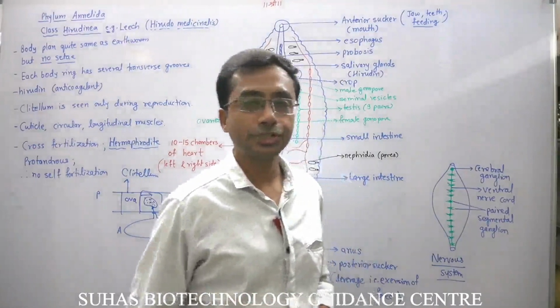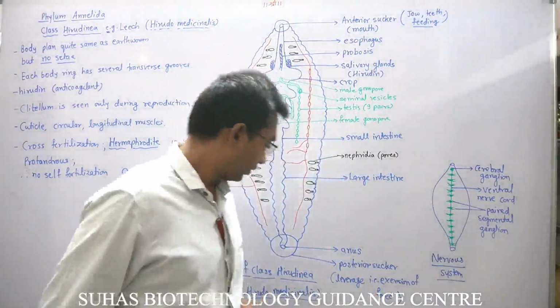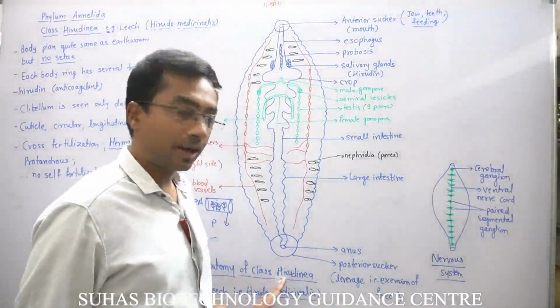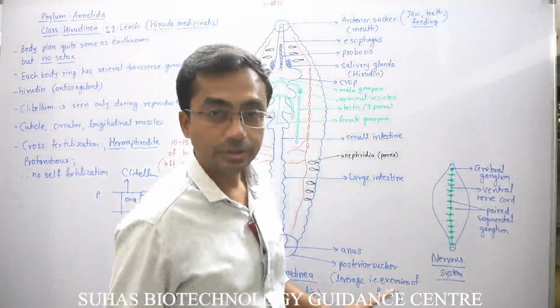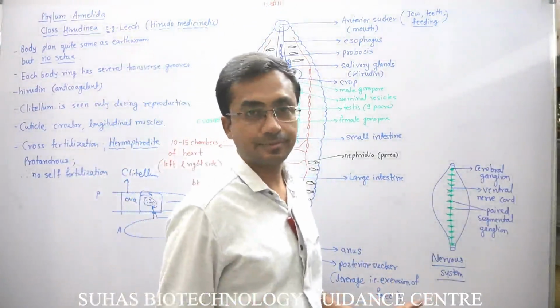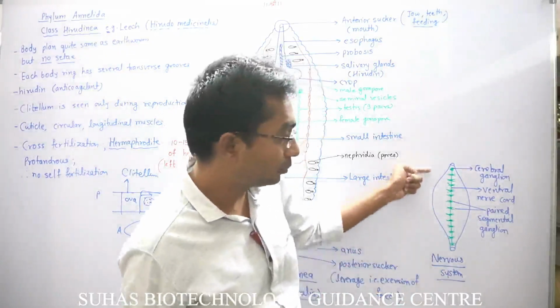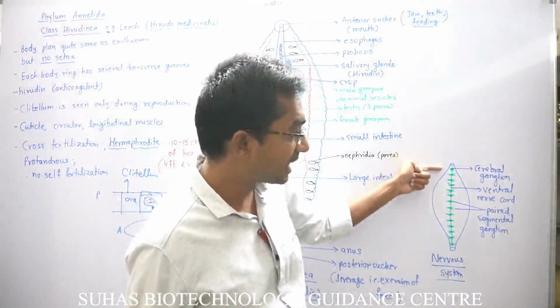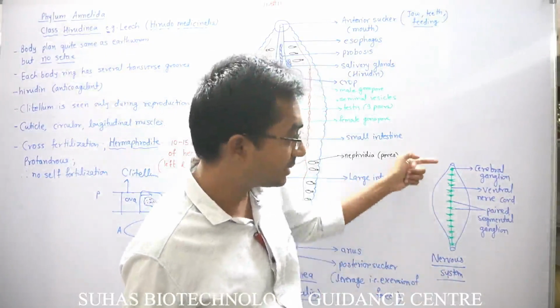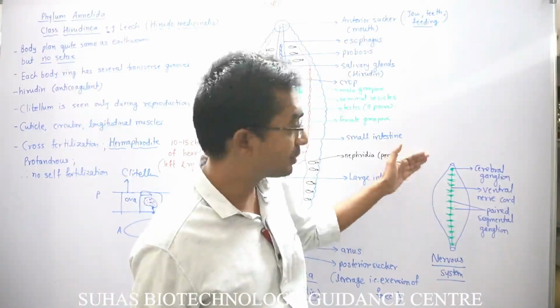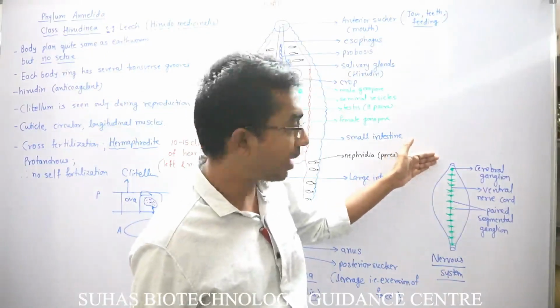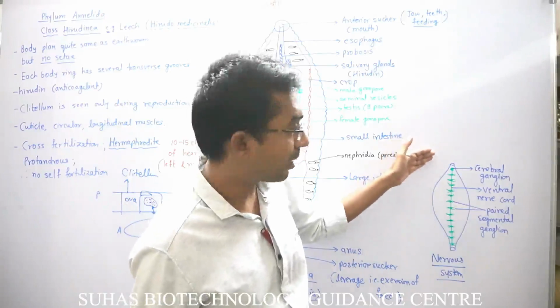One more important feature in the class Hirudinea is their specialized nervous system. And in case of their nervous system, you can observe that there is a central ganglion, a cerebral ganglion, which is present on the uppermost part, and that is in the anterior part.